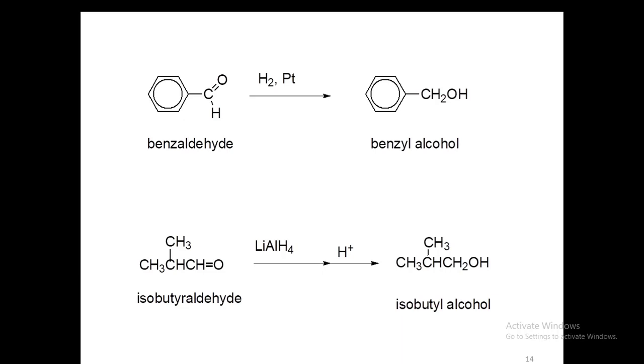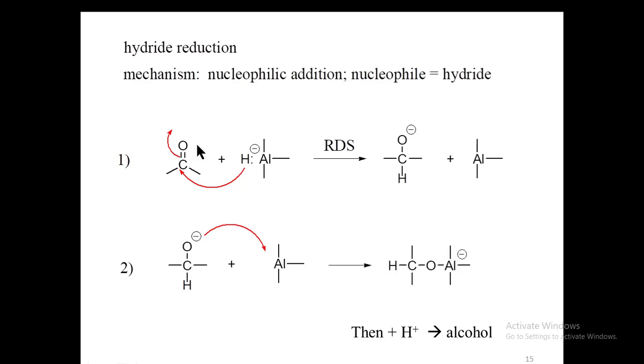Okay, isobutyraldehyde with lithium aluminum hydride and acidified condition, so isobutyl alcohol is formed. So these are the products of carbonyl compounds. After reduction, alcohols are produced. These are some other reactions.